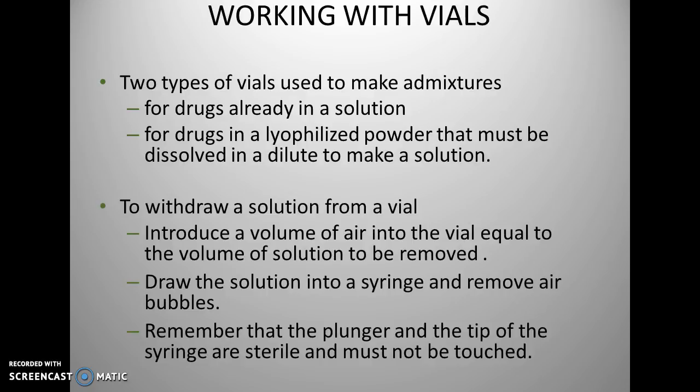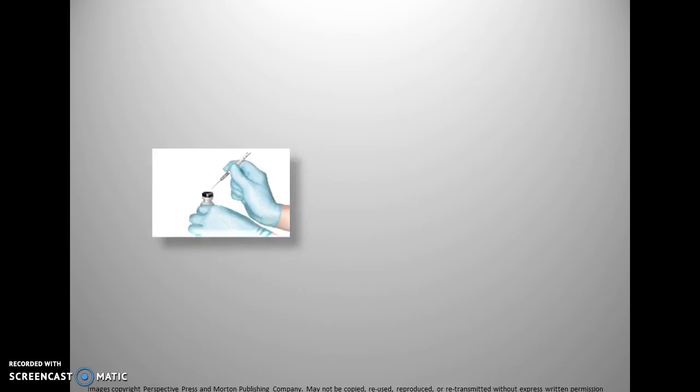Okay, so to withdraw a solution from a vial, you want to introduce a volume of air into the vial equal to the volume of solution to be removed. Draw the solution into a syringe and remove air bubbles. Remember that the plunger and the tip of the syringe are sterile and must not be touched.